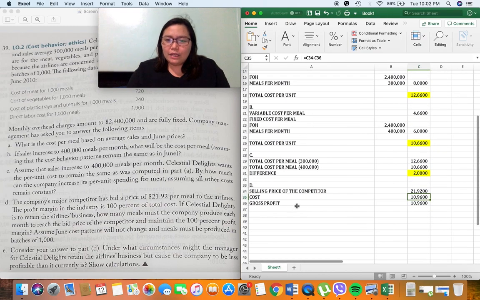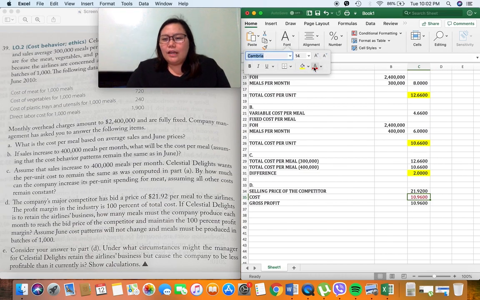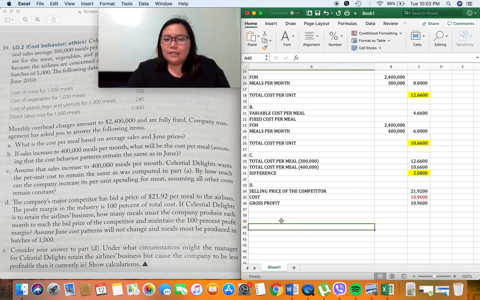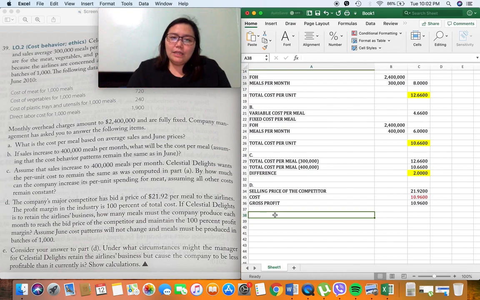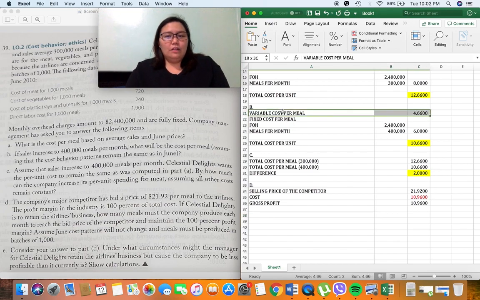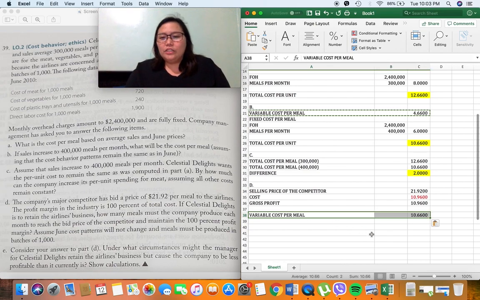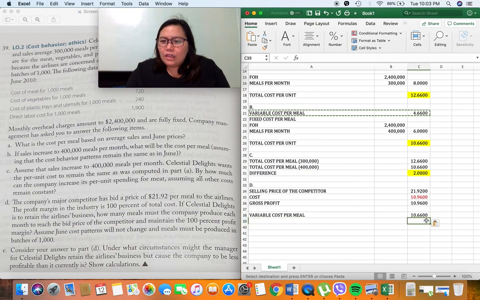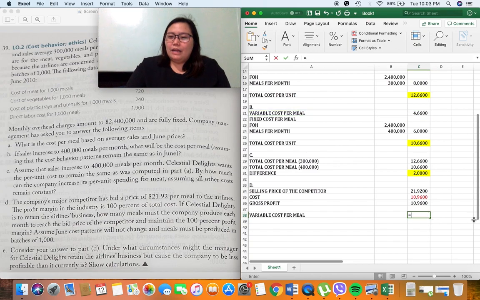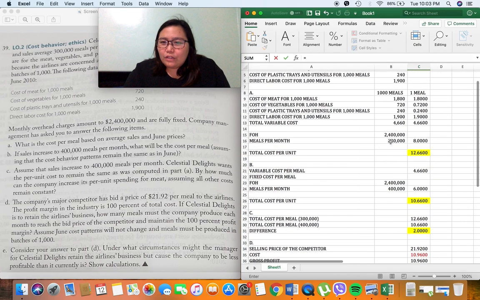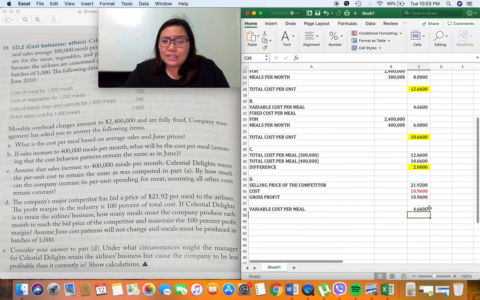So, kung gusto mo siyang maging 10.96, this is your goal, by the way. So, lagyan natin ng lista yan. 10.96. So, syempre, alam naman natin that the total cost has a fixed and a variable component. So, the variable cost per meal will not change. Pareho pa rin yan. Diba? So, lagay natin siya dyan. The variable cost per meal is 4.66.